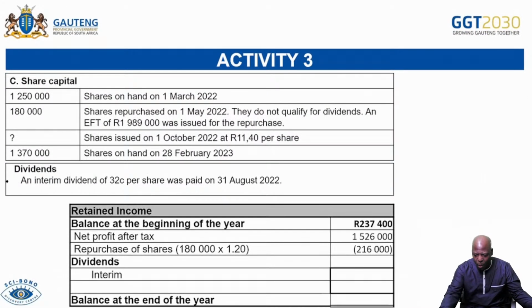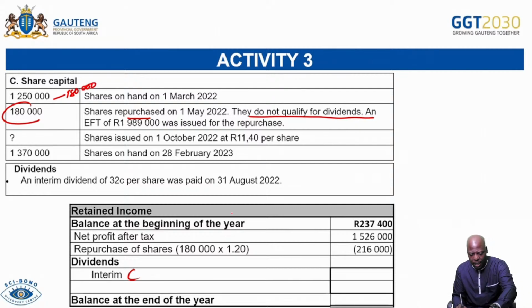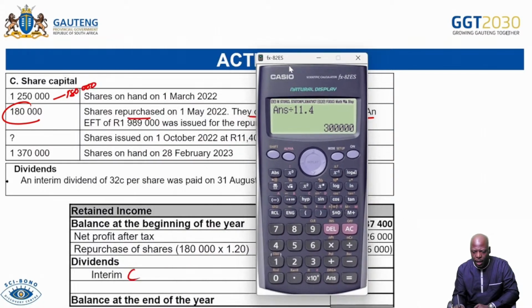Given dividends. This is where we're coming from. Interim dividends. They say an interim dividend of 32 cents per share was paid. To how many shares? Because they say 180,000 shares were repurchased and they do not qualify for dividends. So in other words, it's my 1,250,000 minus 180,000. Let's do that. 1,250,000. Then you say minus 180,000. Like that. All right, that's going to give me 1,070,000.